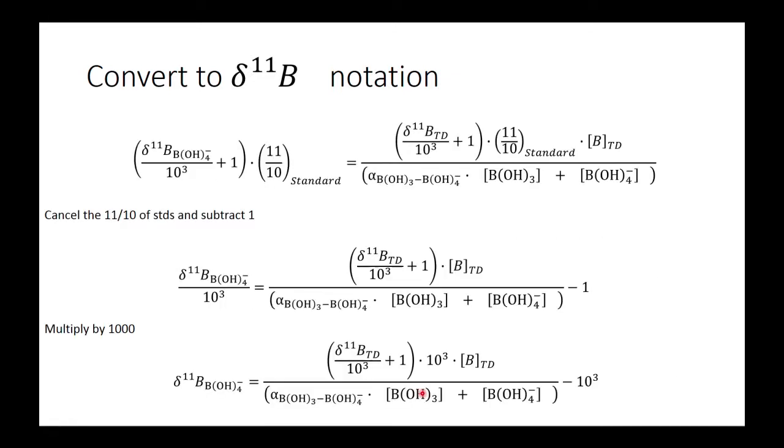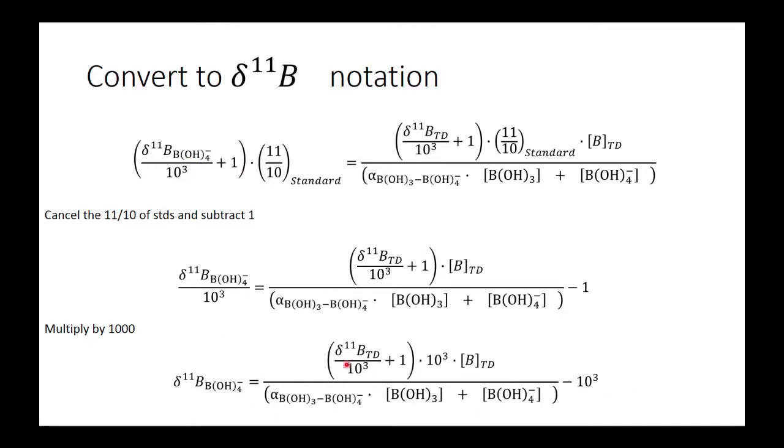Now that gives us an equation that's got the isotopic composition of the standard in it, which is kind of irrelevant. They will also cancel out. We'll just divide through by the isotopic composition of the standard, and that goes away. We actually want to isolate the equation so we just have the delta value of the borate ion, so we need to minus 1 and times by 1,000. That's what we're doing in these steps here.